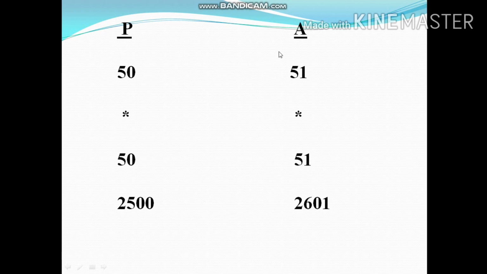So let's see the principal. For the first half year, principal is 50 and the total amount is 51. Second half year, principal remains the same, 50, and the amount is 51 again. So here we need to multiply these two. 50 into 50 is equal to 2500, and 51 into 51 equals 2601.